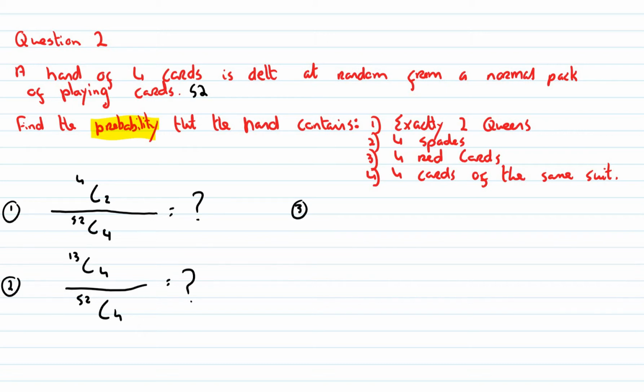Question 3. 4 red cards. Again, total number of ways, 52 choose 4. And 4 red cards have to be chosen from red. Well, there's 26 red cards. Again, we're going to find that out.